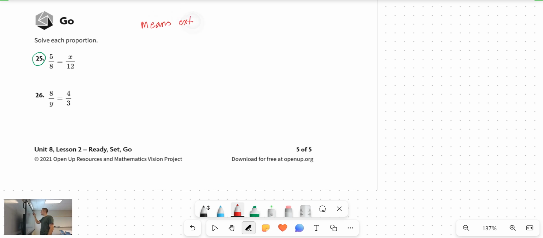Means extremes property, right? And that's if A over B equals C over D, then A times D equals C times B.